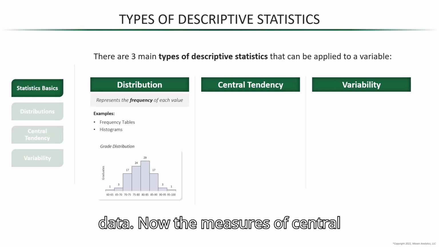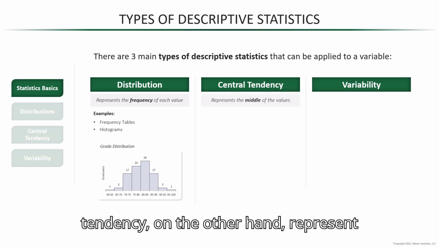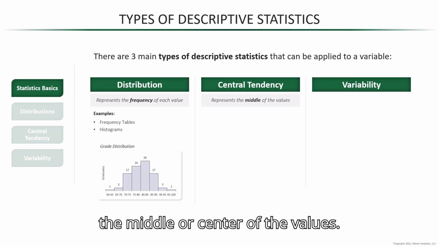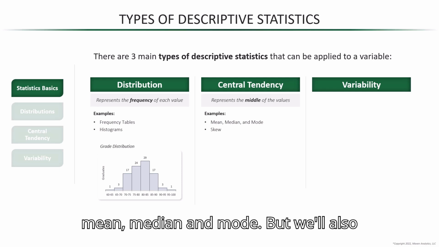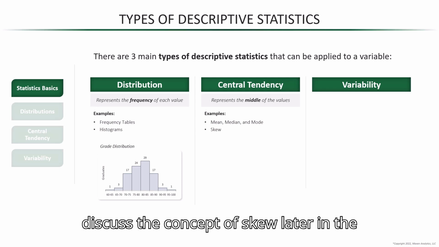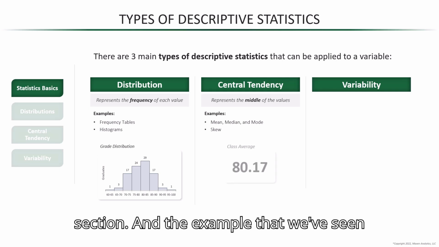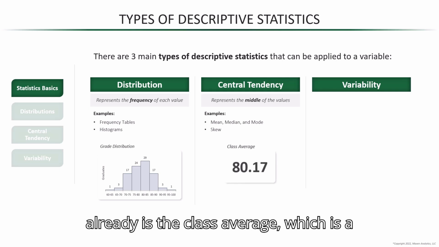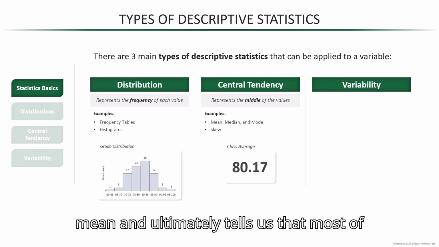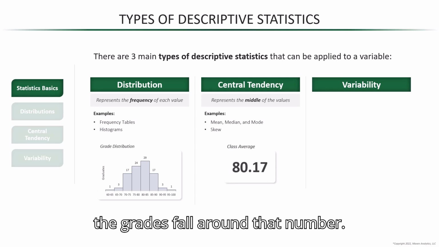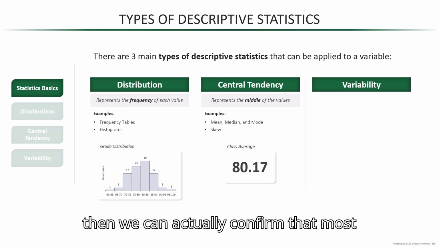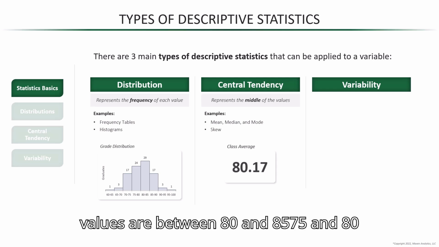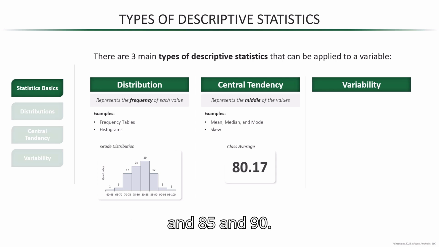Now, the measures of central tendency, on the other hand, represent the middle or center of the values. And some clear examples here are the mean, median, and mode, but we'll also discuss the concept of skew later in the section. And the example that we've seen already is the class average, which is a mean, and ultimately tells us that most of the grades fall around that number. And if we look at the histogram again, then we can actually confirm that most values are between 80 and 85, 75 and 80, and 85 and 90.